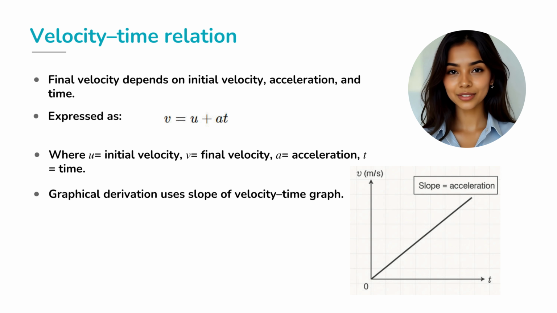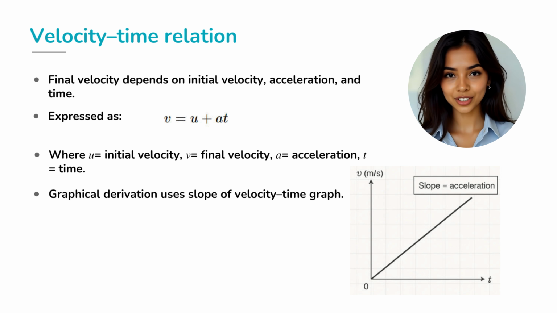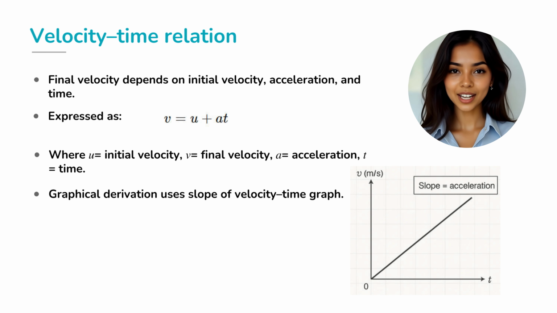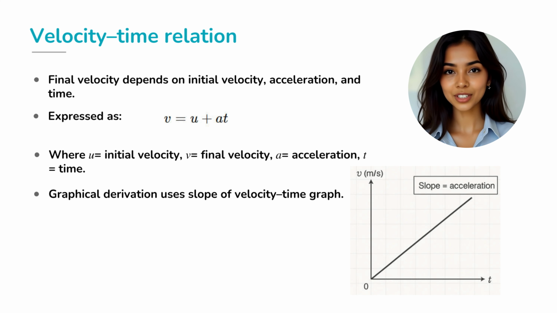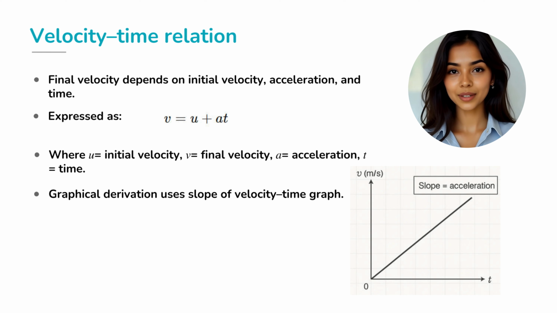It connects the final velocity of an object with its initial velocity, acceleration, and time. Mathematically, v equals u plus at. Here, u is the initial velocity, v the final velocity, a the acceleration, and t the time taken. If you plot velocity against time, this relation appears as a straight line with slope equal to acceleration. In simple terms, the faster the object accelerates, the steeper the slope, and the quicker the velocity changes.